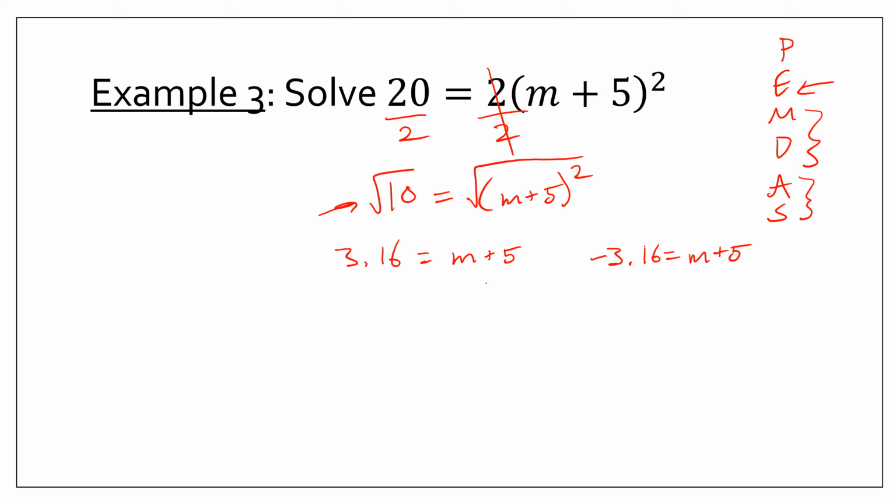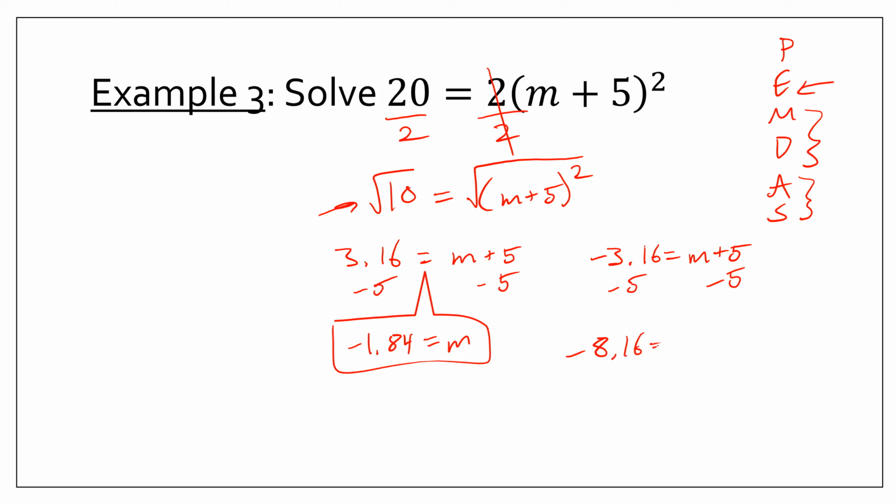So now it's easy to solve. Let's subtract 5 here. Looks like m is, I'm going to put that into my calculator because I'm lazy, negative 1.84. There's a possible answer. Another possible answer is here. I can do this one more easily in my head. And there we have it.